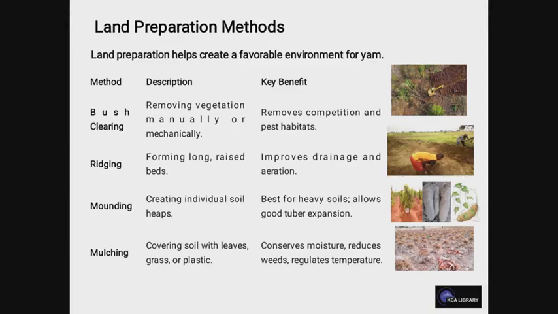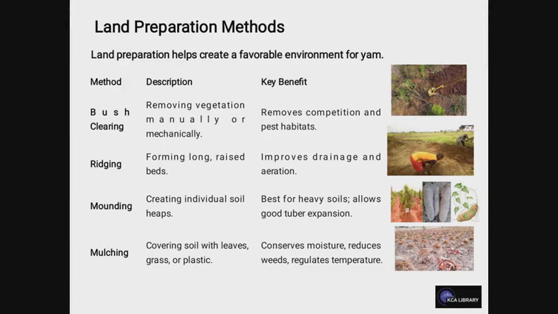Now we have the land preparation methods. Land preparation helps create a favorable environment for yam. The methods are bush clearing, ridging, mounding, and mulching. Bush clearing is the removal of vegetation manually or mechanically, and it helps to remove competition and pest habitats. Ridging is forming long raised beds, and it improves drainage and aeration.